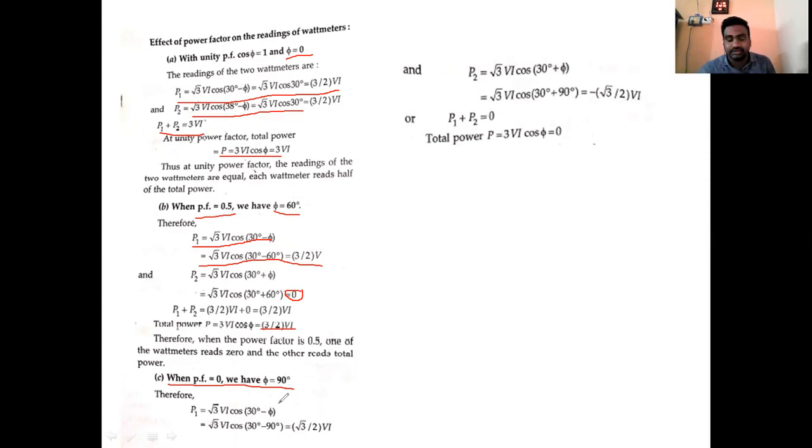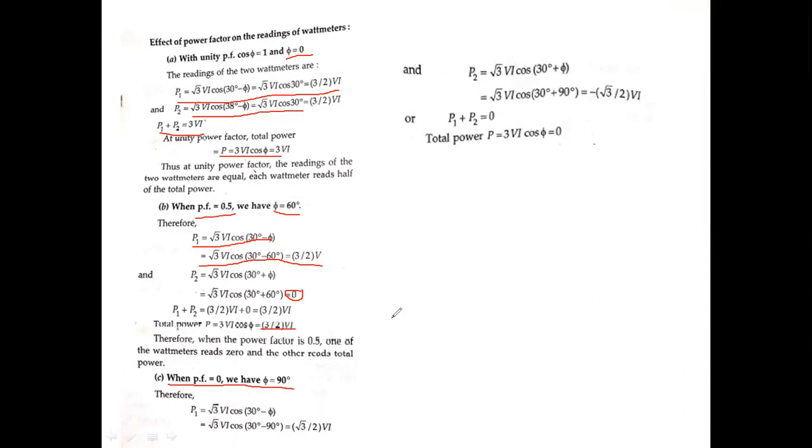This is a special condition. What will happen? Go through the calculation. P is equal to root 3 into VA cos phi. At this type of condition, the P1 value is equal to root 3 divided by VA.